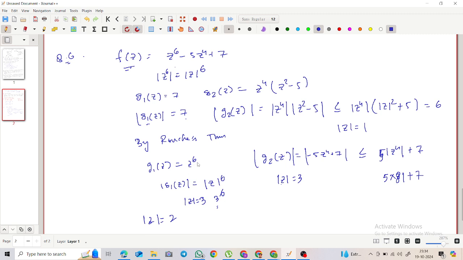2 to the power 6 is 64, right? Then, but you can't apply that here, na? Understood why? Mod g2z is less than or equal to this. It doesn't mean it is greater than or equal to 64. I mean, okay, tell me. Yeah, so you will need to get something. Only 5z to the power 4 can be taken out.